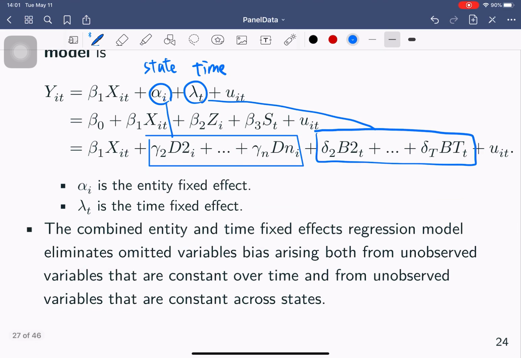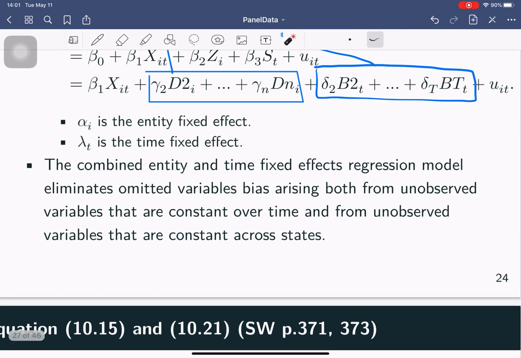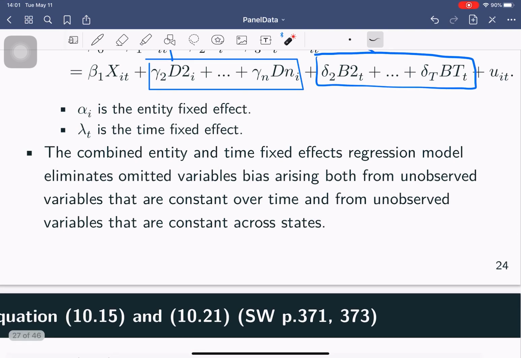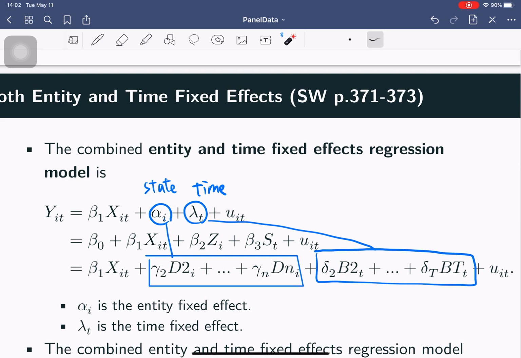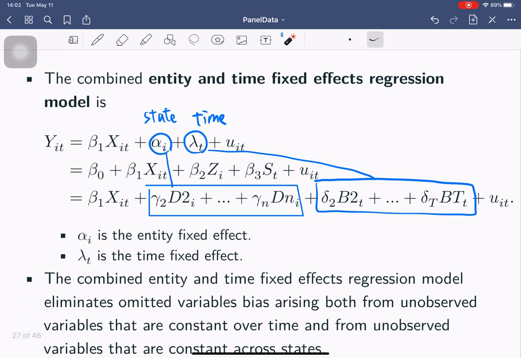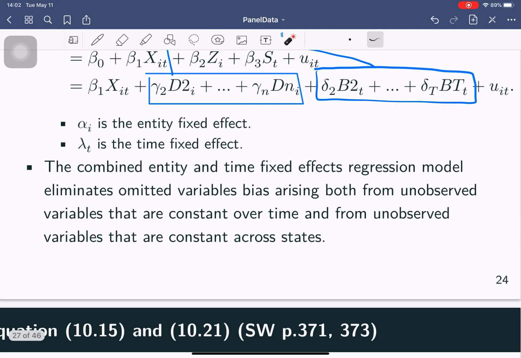Okay, so here's one important sentence from your textbook. I copy it to here. For this combination model, which includes a state fixed effect and time fixed effect, it doesn't have an omitted variable bias because we only evaluate this term in our fixed effect here. So we don't have an omitted variable bias.